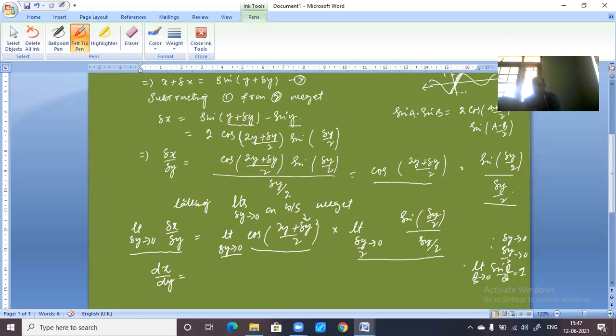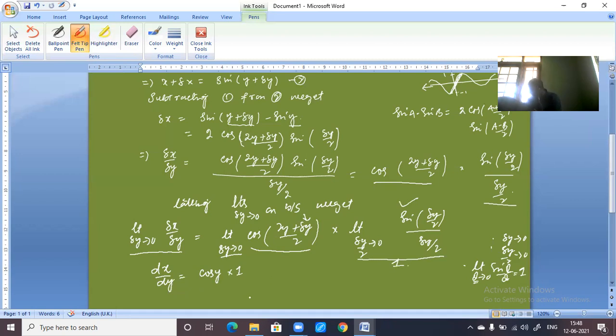So when delta y tends to 0, this is 0. So this would be 2y divided by 2. 2 and 2 will cancel. So the only thing that will remain is y. So this is actually cos of y into 1. 1 is the limit of this thing, right? This whole is 1 actually, right? Now this is actually cos of y.